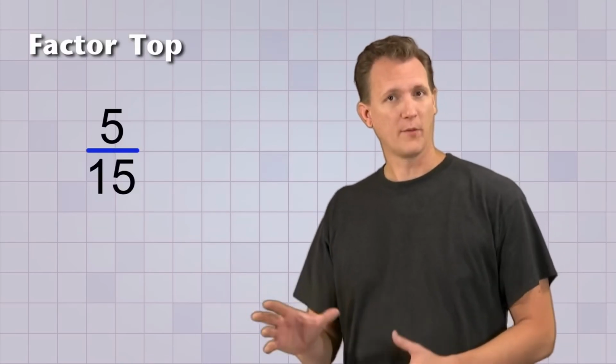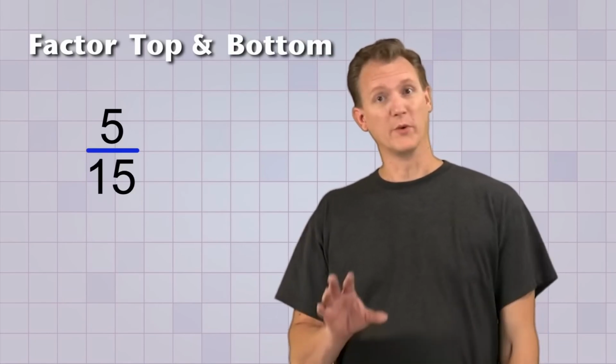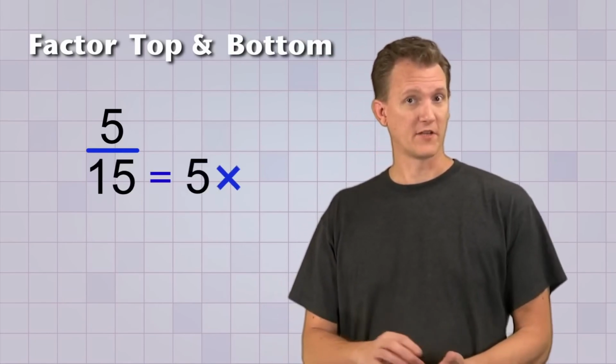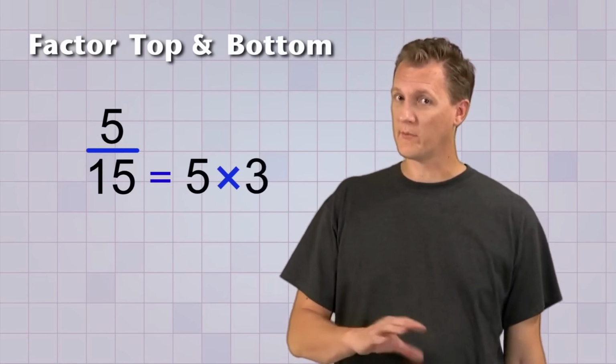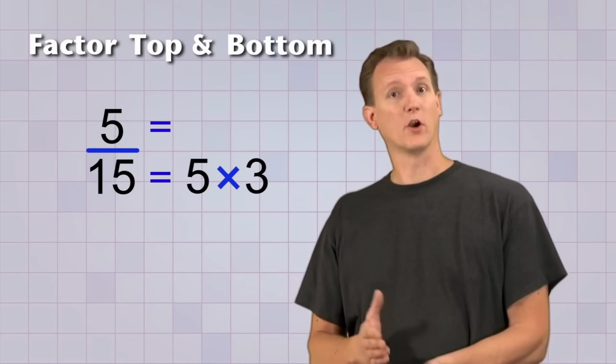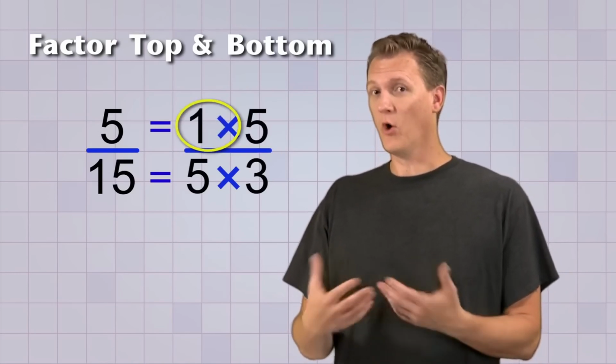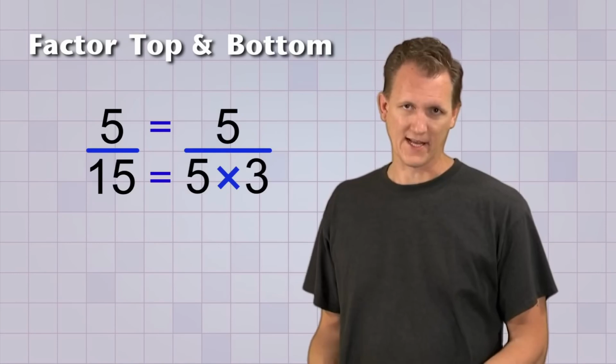In this video, we're going to see a couple examples of how we can use that procedure to simplify fractions. Let's start with an easy one. Let's simplify the fraction 5 over 15. Step 1 is to factor the top and bottom numbers. So, we know that 15 factors into 5 times 3. And 5 is a prime number, that means its only factors are 1 and itself. But 1 is always a factor, so we don't need to write that down.